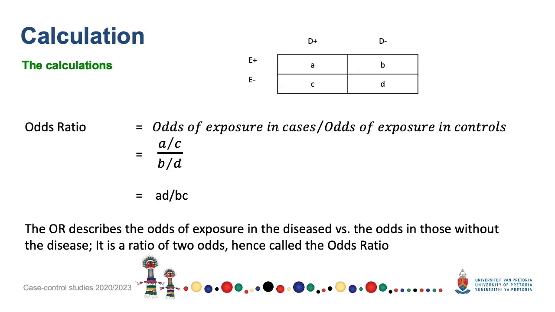So the odds of exposure amongst the diseased would be A over C. The odds of exposure amongst those who are not diseased, in other words, the controls, would be B over D. So the odds ratio is simply A over C over B over D. And that, if you cross multiply and divide, comes to AD over BC. So A times D over B times C. And that's the way to calculate your odds ratio.